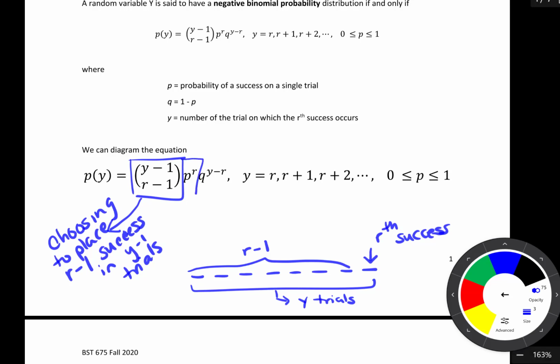The next piece of the formula, p to the r, this is where we have r successes, and each of those occur with probability p. And then if we have r successes out of our y trials, we have to have y minus r failures. And again, remembering that q is equal to 1 minus p, so q is the probability of a failure.